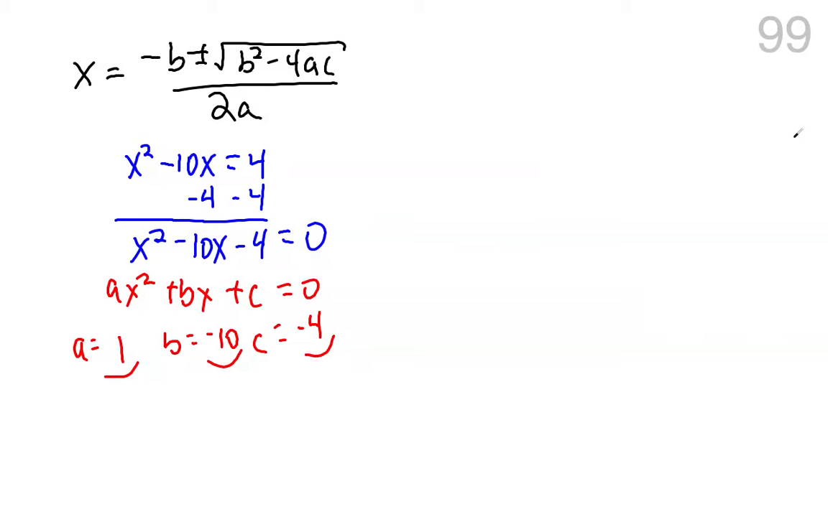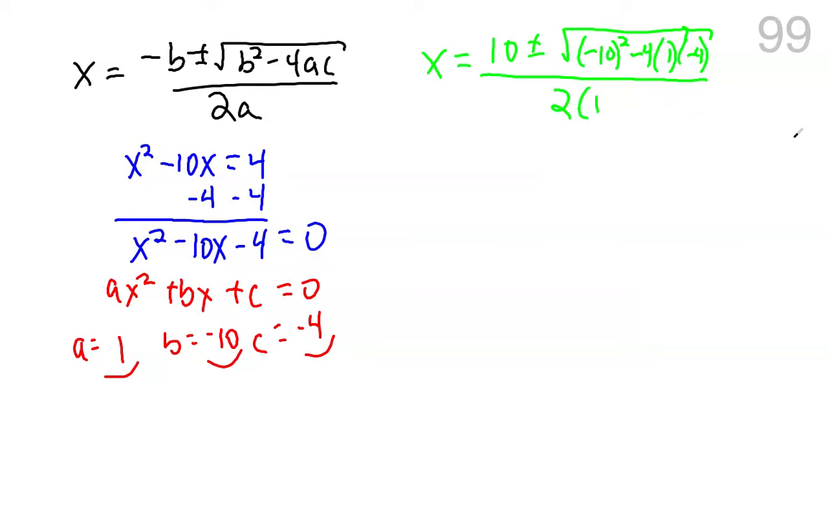Ready? X equals, now what is b over here? So what is the, watch me now, what's the negative of -10? Positive 10. Plus or minus, that doesn't change. Square root of, that doesn't change. B squared. Now you can literally put this whole thing in your calculator, and I'll show you how to do that in just a minute. -10 squared minus 4 times what? What's A? 1. And what's C? What is C, everybody? -4. All over 2 times 1.